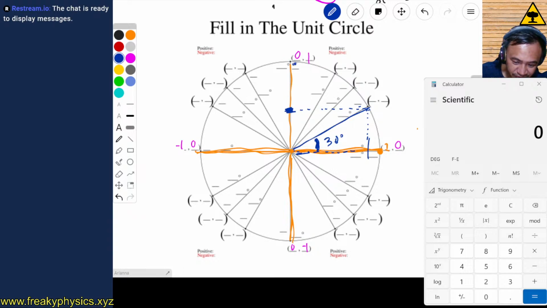What value is it? If this whole thing is 1, what value is this? Just by inspection. Half. It's 1/2, right? It looks like 1/2. In fact, this is correct. This is 1/2. Now, in other words, this length here is 1/2, right? And the hypotenuse is 1.